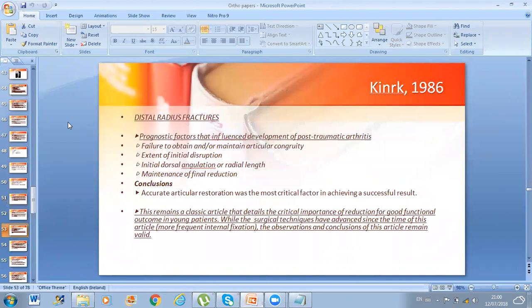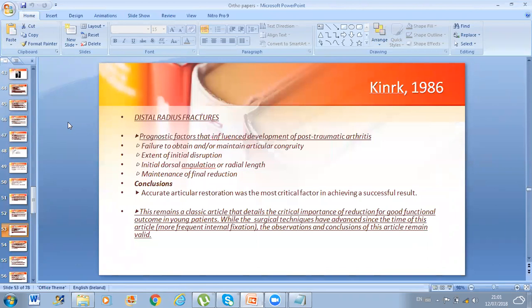Okay, this is the distal radius fracture X-ray. It's from 1986. Actually, this was a time when percutaneous fixation was a common occurrence. This remains a classical paper that details the critical importance of reduction for good functional outcome in young patients. Although surgical technique has advanced since the time of this article, with internal fixation most frequent, the observation and conclusion of this article remain valid.